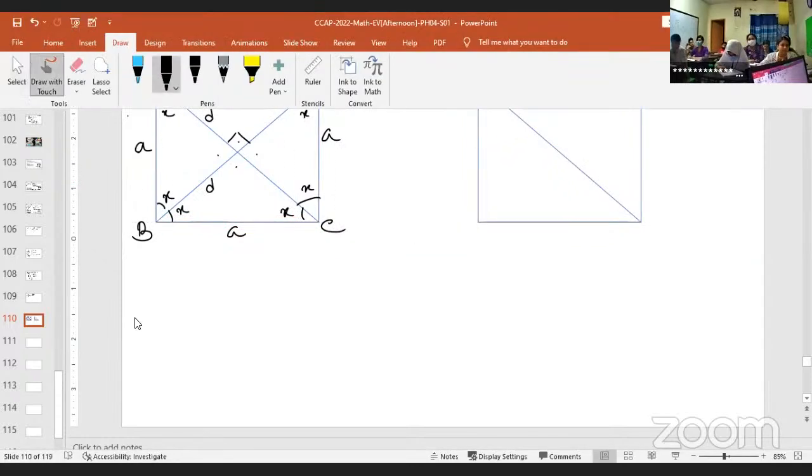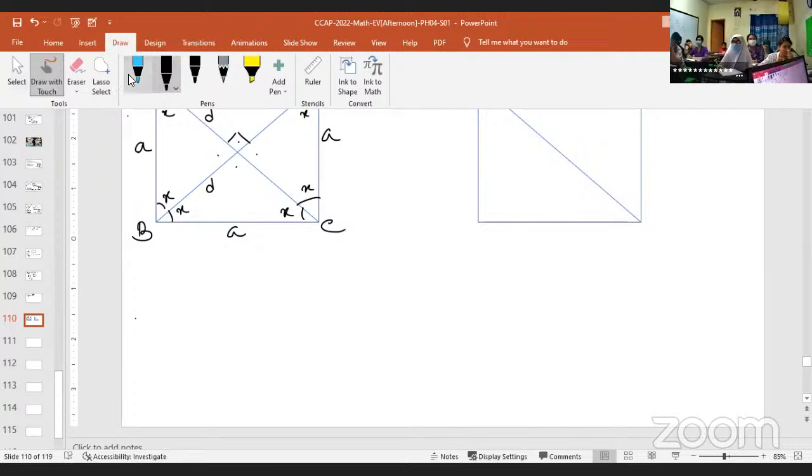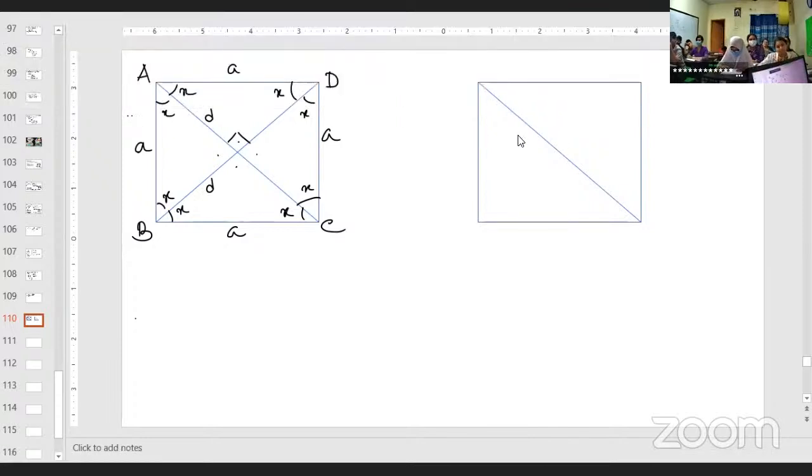So each diagonal, we do know actually, divides a quadrilateral into equal area. I mean, if it is a regular quadrilateral, equal area triangles. But this triangle is for a square. These triangles are what kind of? Right angle. If this one is A, this one is A. So A, B, C, D.